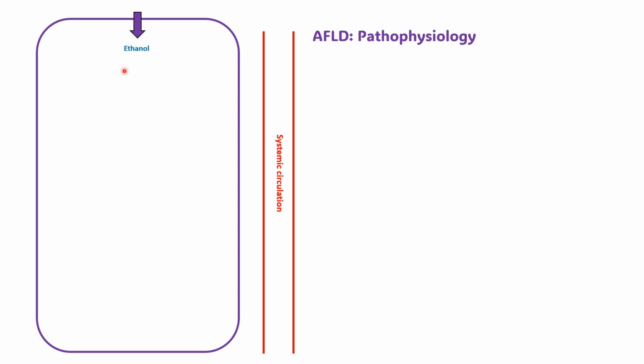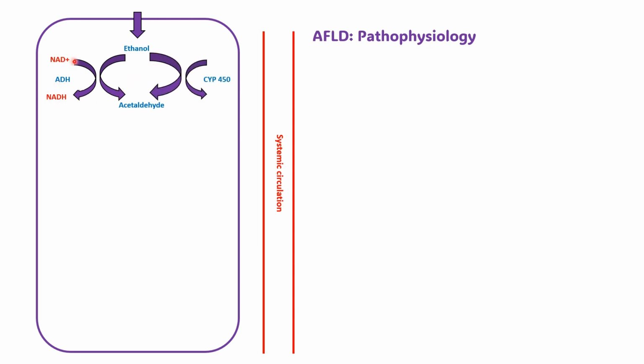Okay, so let's work through this logically. So we have ethanol coming in, and this cell here, by the way, is a hepatocyte, which makes up the active tissue of the liver. So ethanol can be converted to acetaldehyde, and this is done via the enzyme alcohol dehydrogenase. And in doing so, the coenzyme NAD is reduced, and you have formation of reduced NAD.